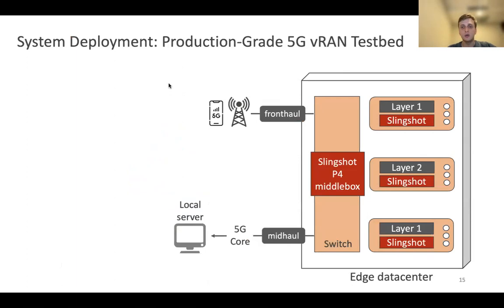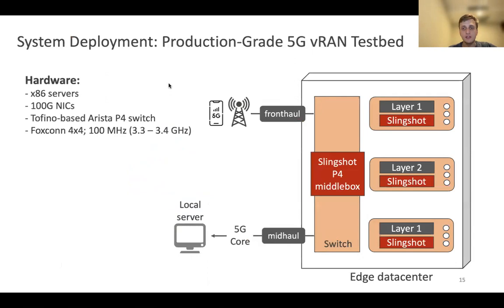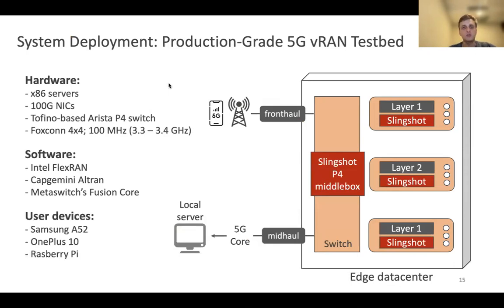We evaluate Slingshot on an end-to-end wireless 5G testbed. The hardware part of our testbed consists of x86 servers equipped with 100 Gbps NICs and a Tofino-based programmable switch. The server is connected to a Foxconn radio unit. As the VRAN software, we use Intel FlexRAN and Capgemini Altran, and we deploy a commercial 5G Fusion core from Metaswitch. For evaluation, we use 3 different user devices, such as phones and Raspberry Pi boards.